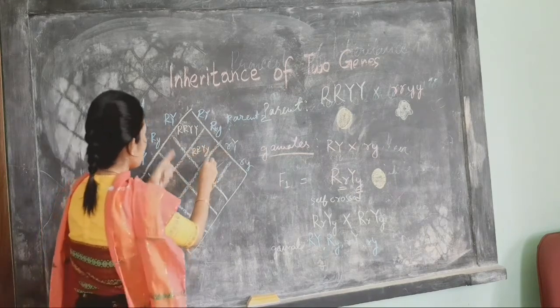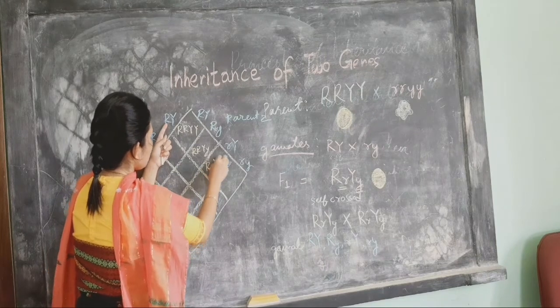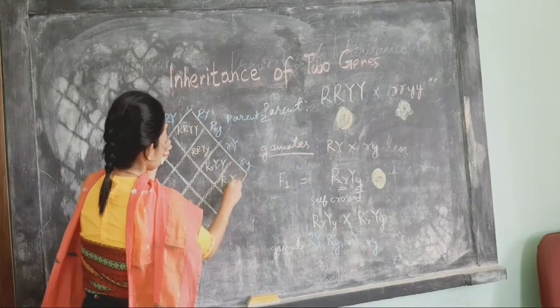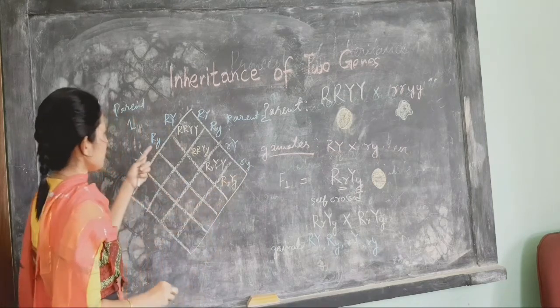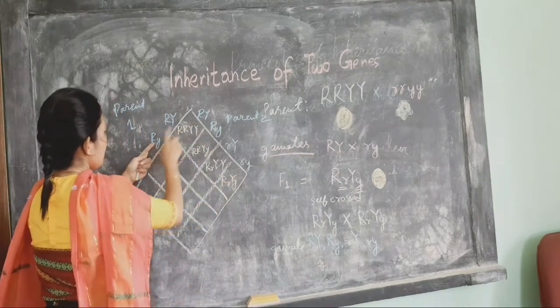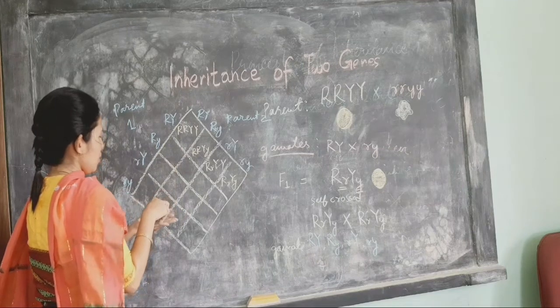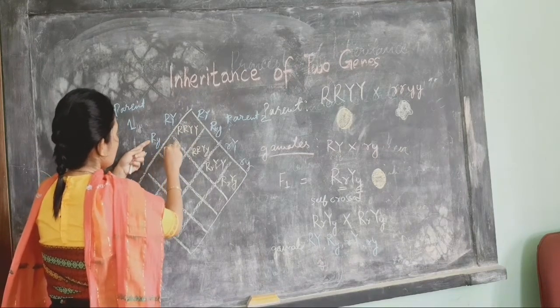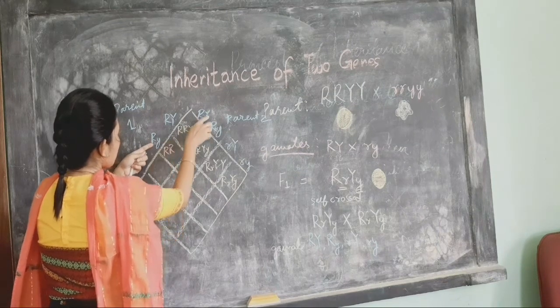Then this one is also capital R, small r, capital Y, capital Y. So these are all round and yellow. Then this will be round and green. So round and green I will write with green color. Round and capital Y, small y.